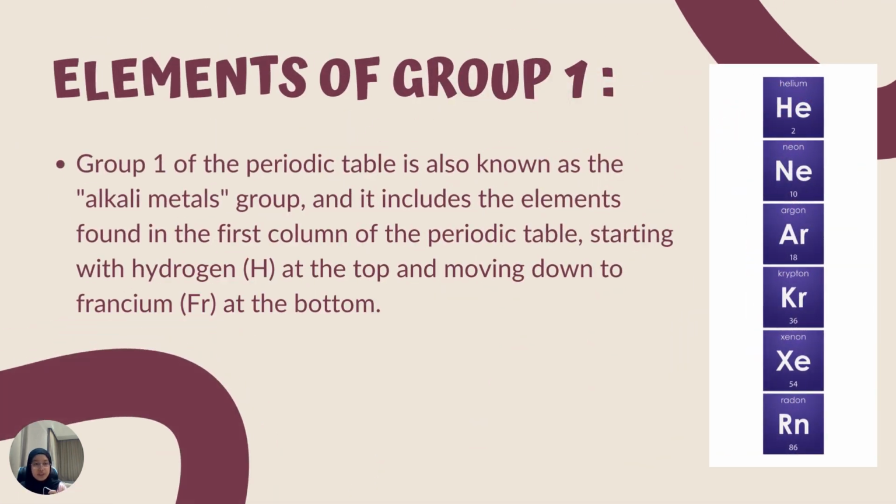Elements of group 1. Group 1 of the periodic table is also known as the alkali metal group, and it includes the elements found in the first column of the periodic table, starting with hydrogen at the top and moving down to the bottom, where we have francium. Basically, elements of group 1 are highly reactive, so we typically store them under oil or inert gases to prevent them from reacting with moisture or air.